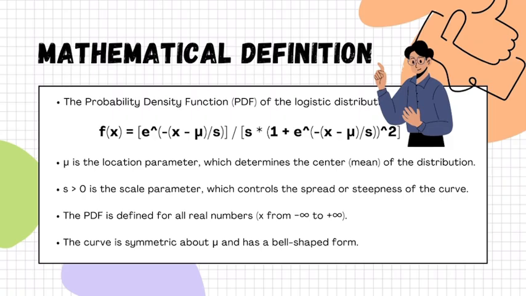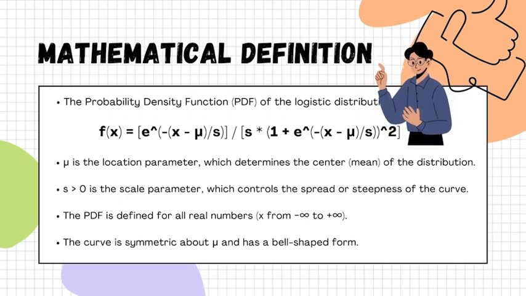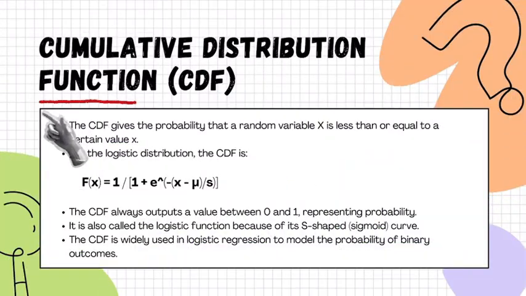The PDF is defined for all real values of x, from minus infinity to plus infinity. The resulting curve is symmetric about mu and has a bell-shaped form. In summary, the PDF defines how probability is distributed. Mu controls the center, s controls the spread, and the curve is symmetric and bell-shaped. Now let's move on to the important formulas.